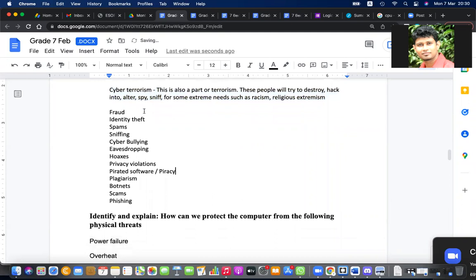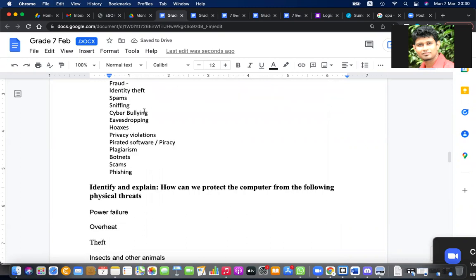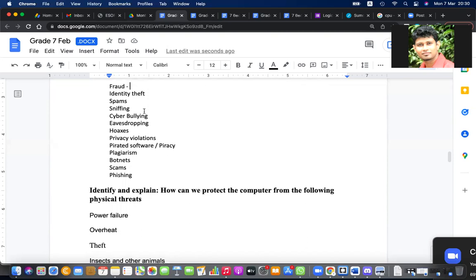Okay, fraud or fraudulent content. Fraud in Sinhala we call vancha. That means stealing your credit card information or fake ordering. Mostly there is a financial gain in fraud. Please write down under that.